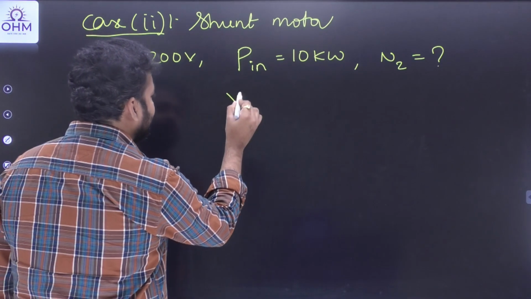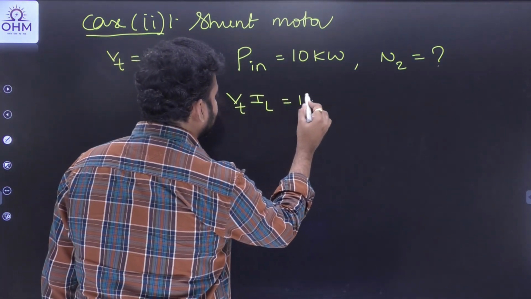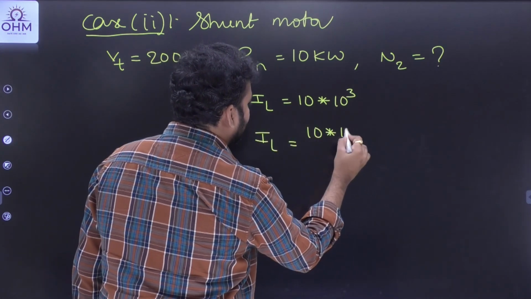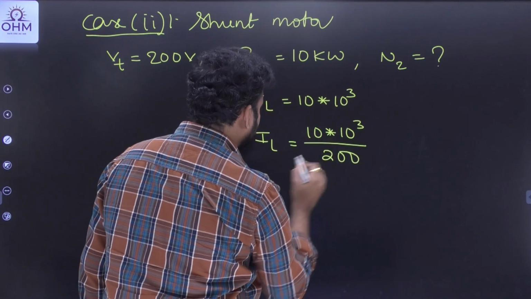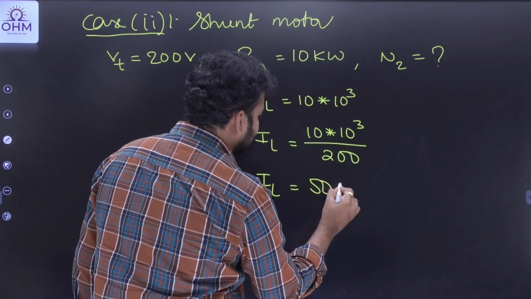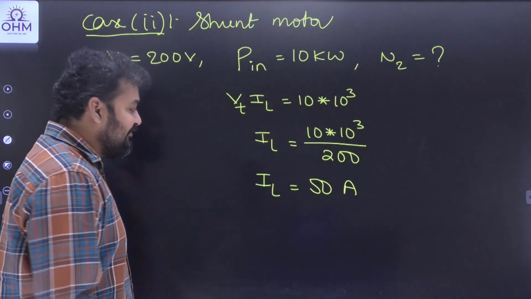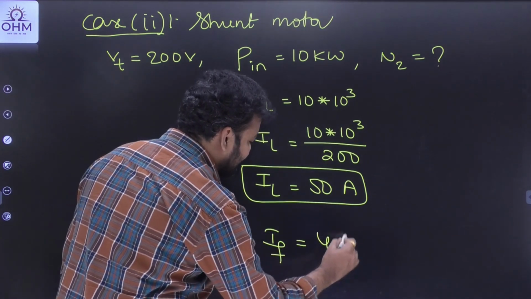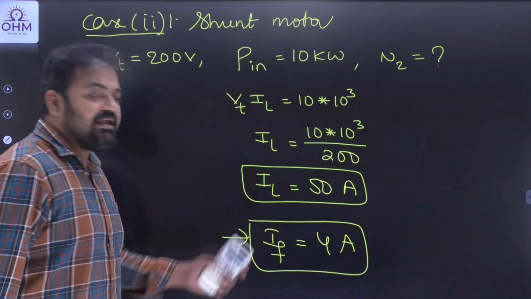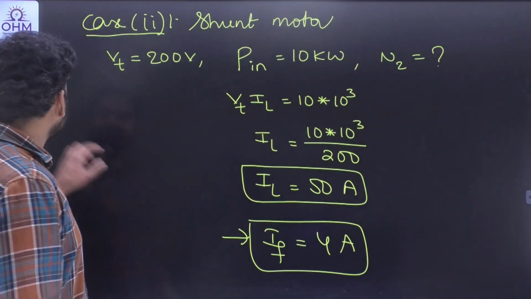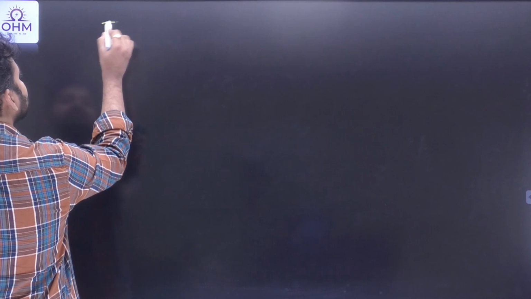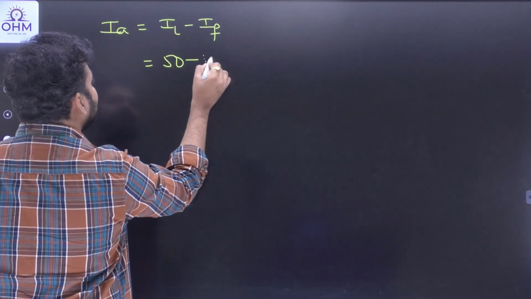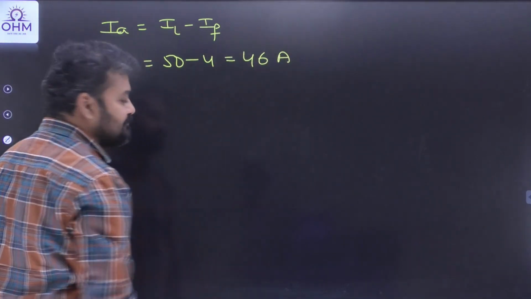Yes, what is the formula for input power in a motor? Vt into IL, that is equal to 10 kilowatt. So from this IL is equal to 10 kilowatt divided by 200 volt. So the line current is 50 ampere this time. Field current does not change, right? As it is a shunt machine, field current remains constant, which is 4 ampere. Line current was known and field current was known. Now what is the armature current? Yes, in a shunt motor, armature current is equal to line current minus field current. That is 50 minus 4, which is equal to 46 ampere.